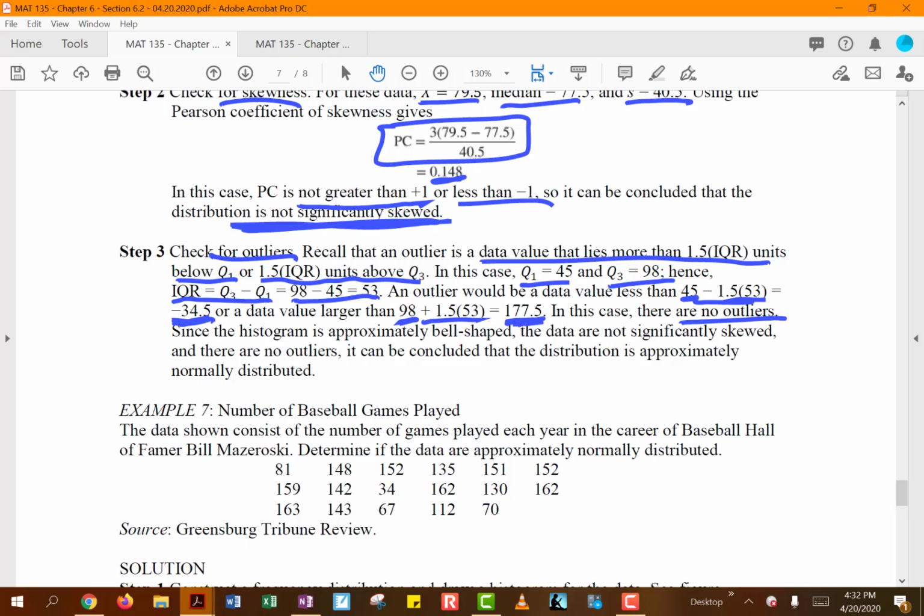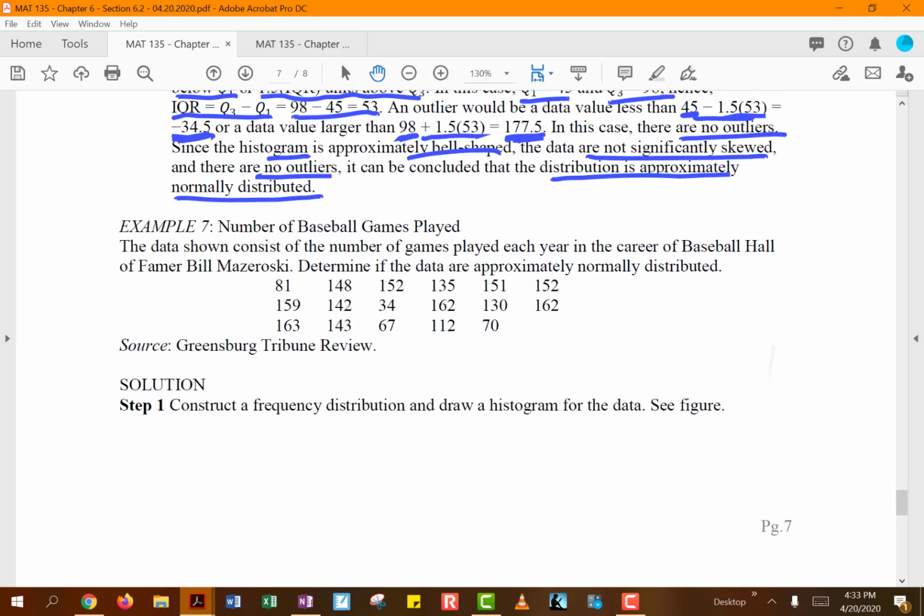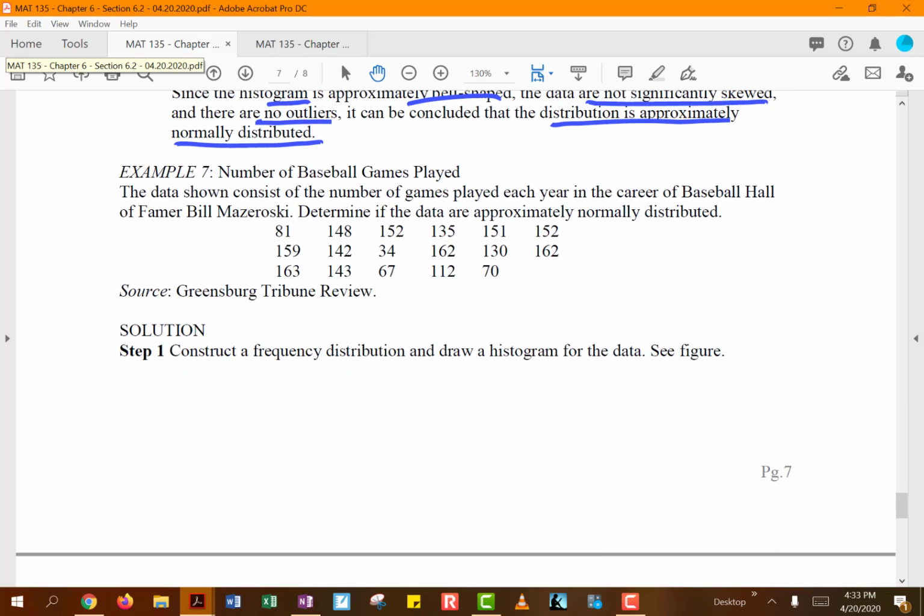So our histogram is approximately bell-shaped. We have not any significant skewness in our data. We have no outliers. So basically, after checking all of those, we can say that our distribution is approximately normally distributed. Okay, so it's definitely going to take a lot of calculation for us to go through this, but once you come up with these values, you can with confidence say that, hey, my data is approximately normally distributed.